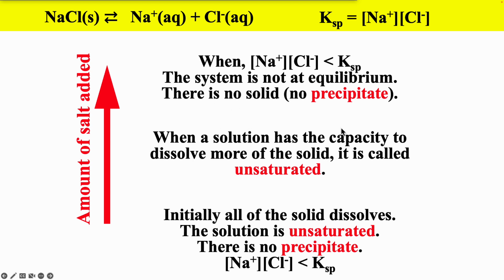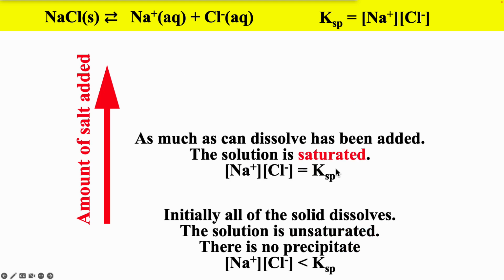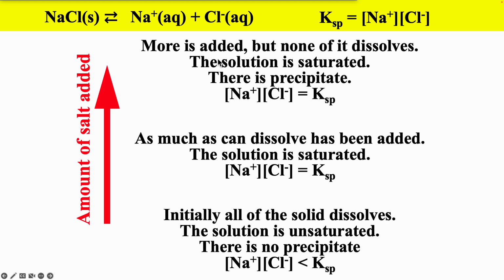When a solution has the capacity to dissolve more, again, it's referred to as unsaturated. If we keep on adding salt, eventually as much as can dissolve has been added, and then we refer to the solution as saturated. In this case, when the sodium ion concentration times the chloride ion concentration equals Ksp, we'd call the solution saturated. Now, if more solid is added, no more will actually dissolve. So we can't actually go past the Ksp.